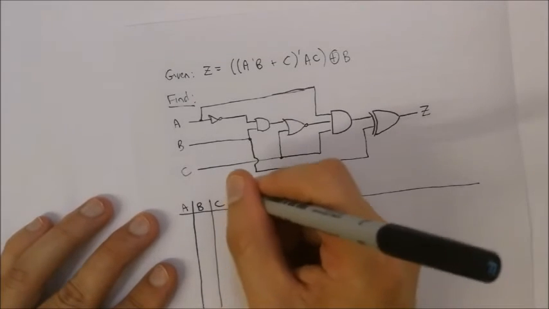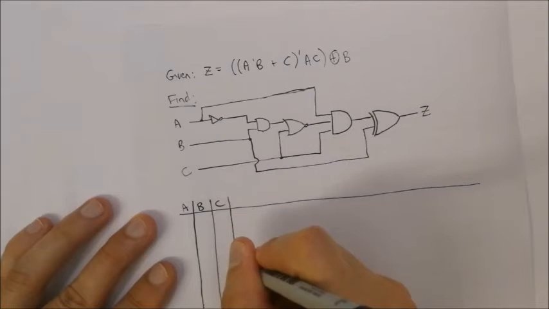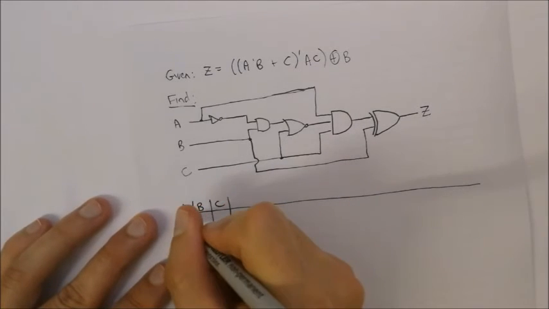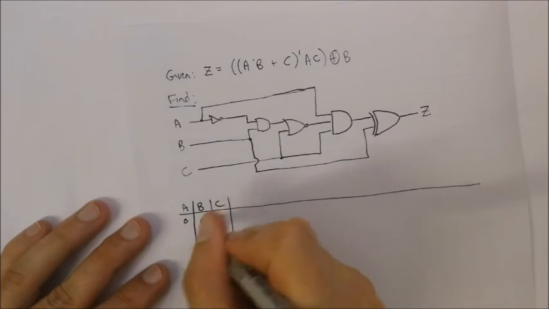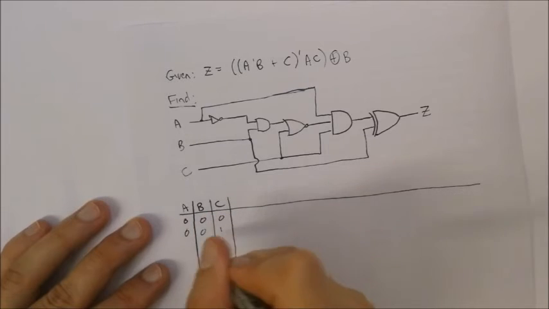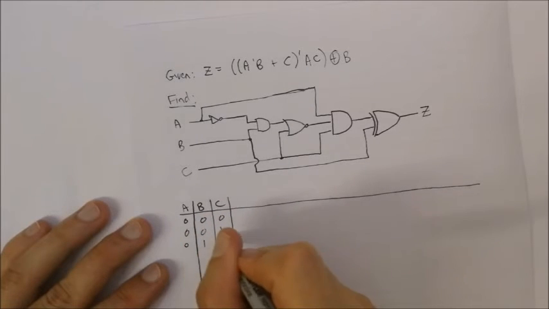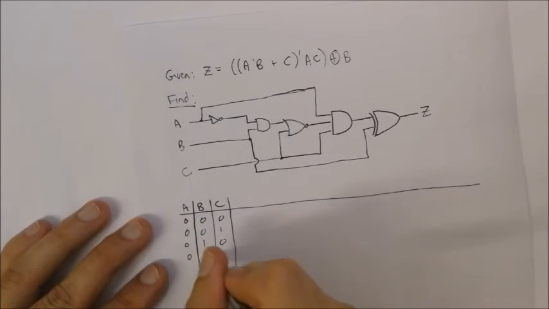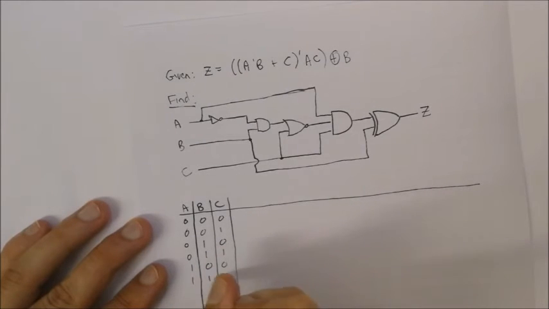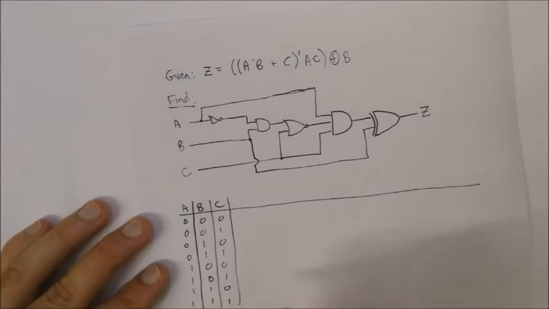And again, we're going to be looking at all the different possibilities that A, B, and C are able to be. So 0,0,0; 0,0,1; 0,1,0; 0,1,1; 1,0,0; 1,0,1; 1,1,0; and 1,1,1. Okay.